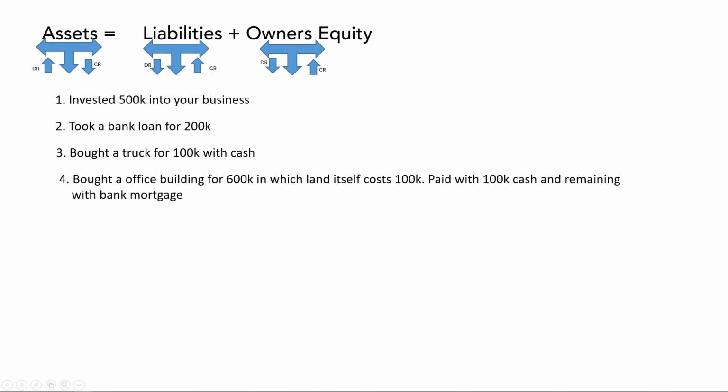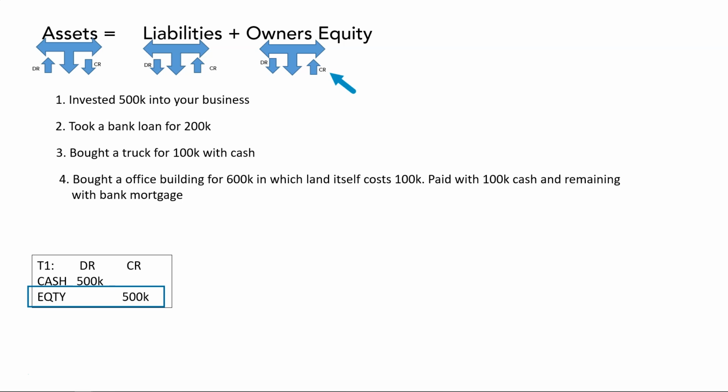Here are our transactions. Transaction 1. We invested 500k cash into our business. As a result of that, the asset account cash is debited by 500k. Remember, increase in asset value is written on the debit side. You can also refer to the equation above. On the other side, because of that investment, the owner's equity also increased by 500k. Increase in equity is written on the credit side, and that balances out. Debits equal credits.